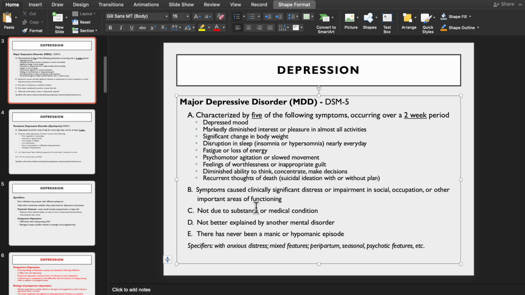These are 2 really big issues that have great consequences, so they are significant. He would fit criteria B because it's causing him distress or impairment. And in this case, it's impairment. C, symptoms are not due to a substance or medical condition.